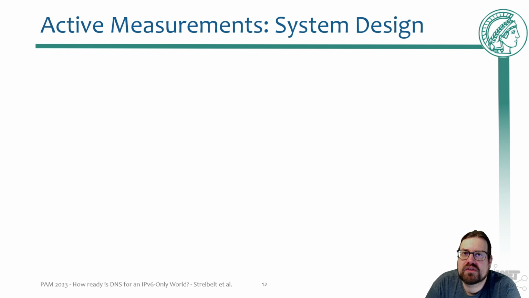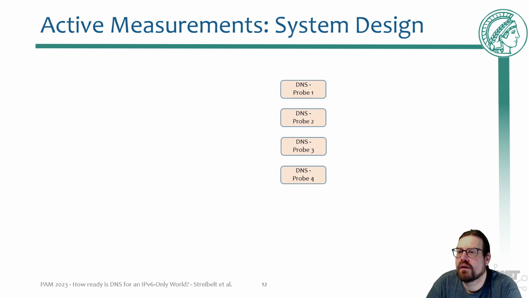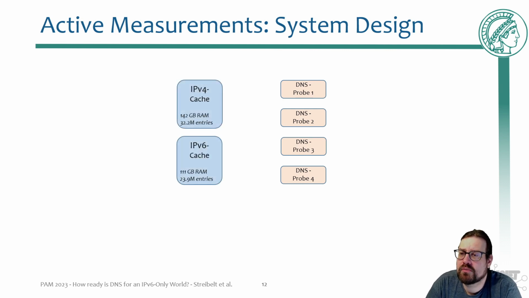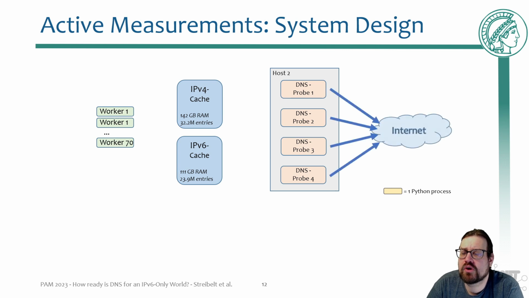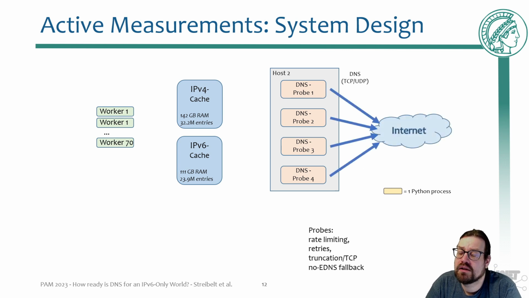Because I think that we should discuss the system design of our measurement tools more often, let me walk you through our system. It consists of 3 parts: 4 DNS probe processes, 2 DNS caches for the responses split into IPv4 and IPv6, and worker processes implementing the actual measurement methodology. The DNS probes were located on a dedicated machine in front of any connection tracking firewalls, and these probes talked DNS to the internet. The outgoing requests peaked at around 2.7K per second, and these probes had to implement all of the nasty details like rate limiting, retries, truncation, fallback to non-EDNS, and so on.